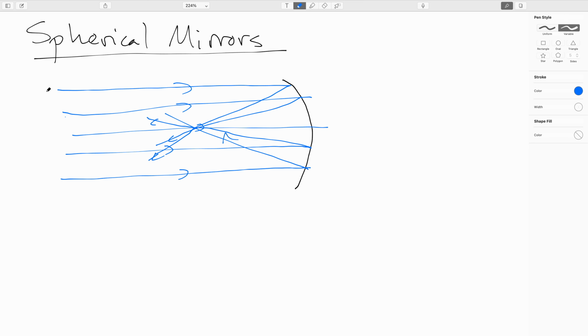Remember, we can treat these as rays coming in parallel because if we're far enough away, like say the sun or something like that, it's a plane wave. So anywhere on the plane you can erect a ray and they'll all be parallel. So anyway, this point here where all the rays come to a focus gets called the focal point. And this distance here from the focal point to the mirror is called the focal length.